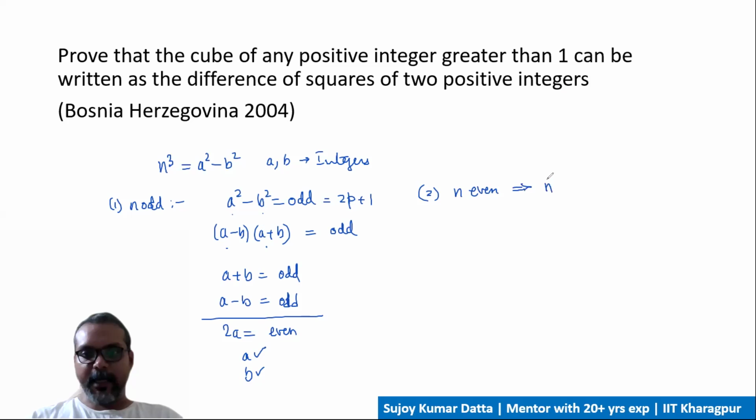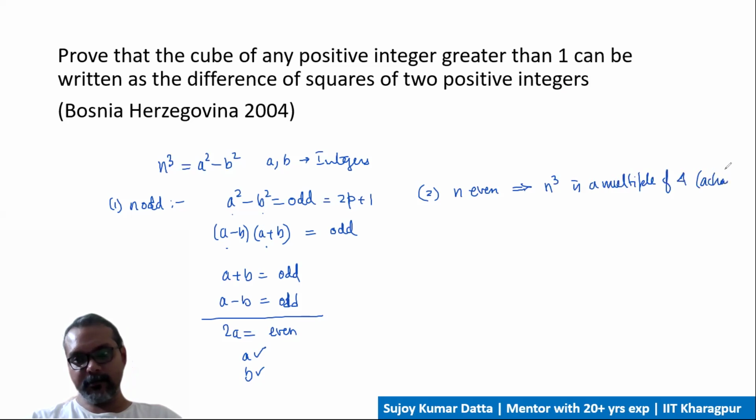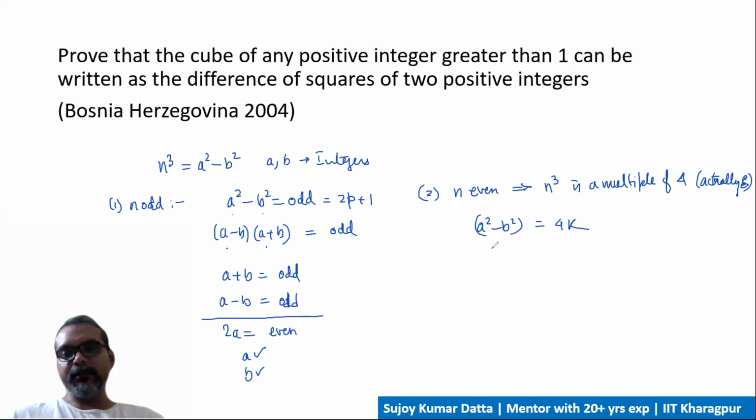so that means n cube is obviously even, but it's a multiple of 4. It's a multiple of 8 to be precise. Because if n has a multiple of 2 in it, then cubing it will become 8. But we are not interested in the 8 concept, only the 4. So we are going to get a squared minus b squared to be 4k, a multiple of 4. So when we split a minus b times a plus b equal to that multiple of 4, we are going to do it in such a way that both factors are even.